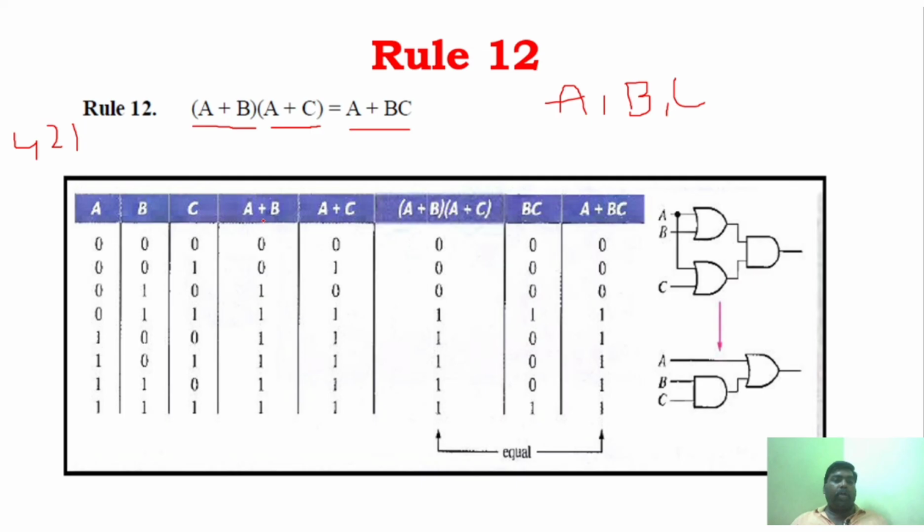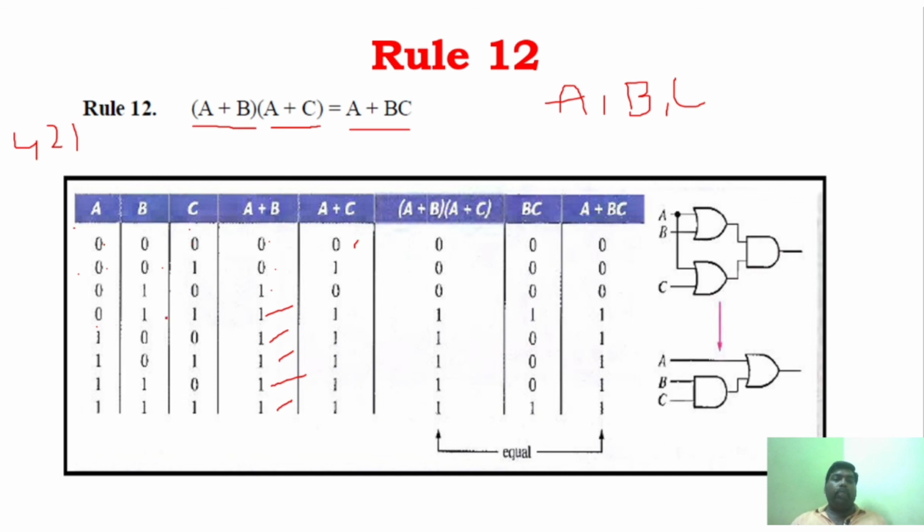Now what you need to find out? You need to find out A plus B, right? That is A plus B: 0 plus 0 is 0, 0 plus 0 is 0, and 0 plus 1 it's 1, and 0 plus 1 it's 1, and 1 plus 0 it's 1, 1 plus 0 it's 1, and 1 plus 1 it's 1, and 1 plus 1 it's 1. And similarly, we need to find out A plus C, right? 0 plus 0 is 0, 0 plus 1 is 1, and 0 plus 1 is 1. Like this, you will find out A plus C.